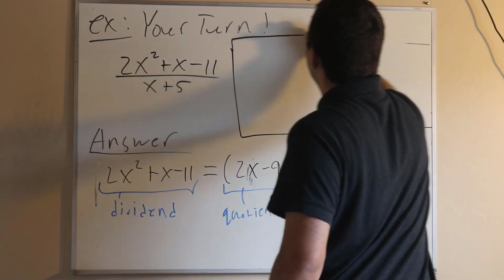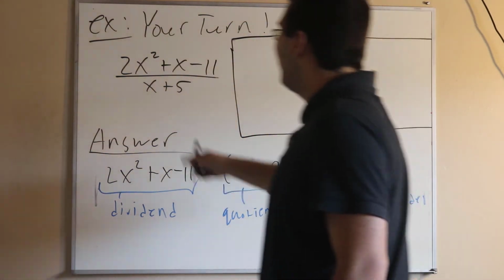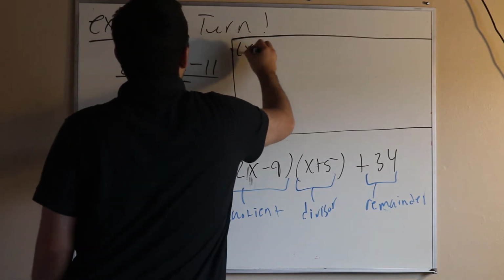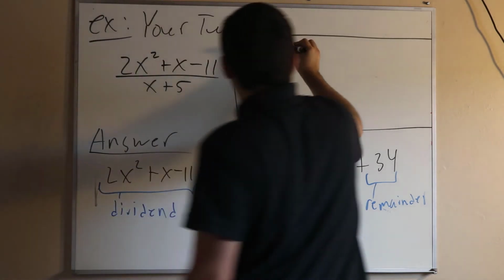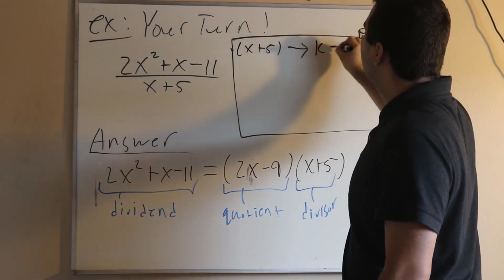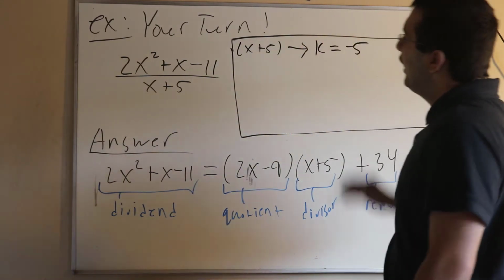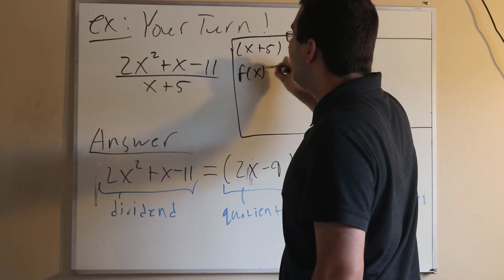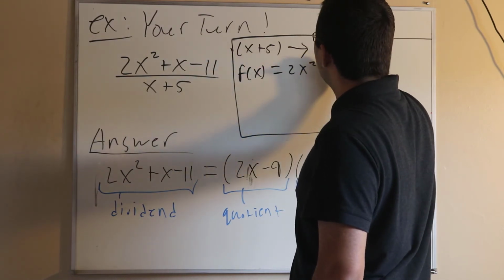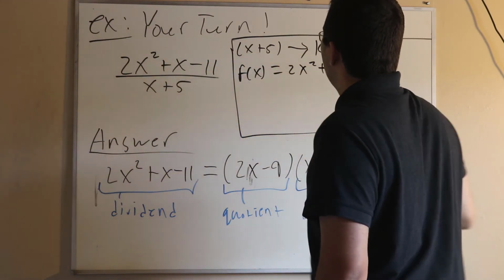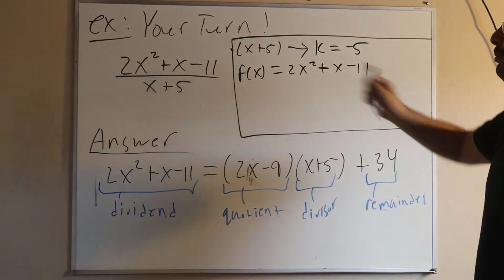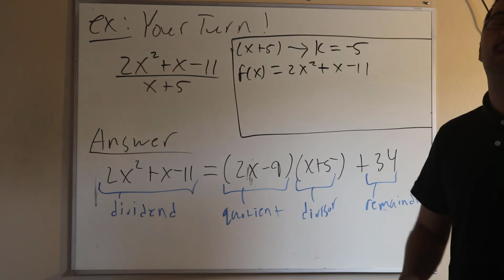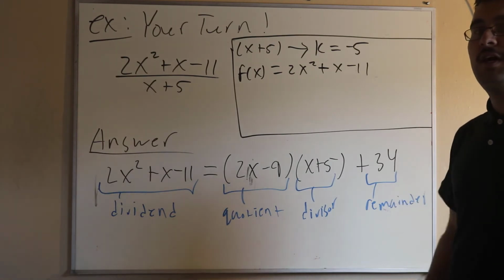So what does the remainder theorem say? Well, since I'm dividing by a linear term, x plus 5, the remainder theorem says that if I take my k from here, and k will be minus 5, and I plug that into my function, f of x, and f of x will be the dividend, so 2x squared plus x minus 11. So in other words, if I take minus 5 and I plug it into that function, whatever that outputs is guaranteed to be the remainder of our division.